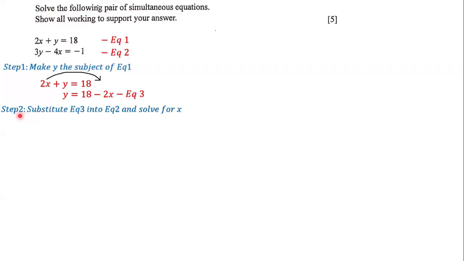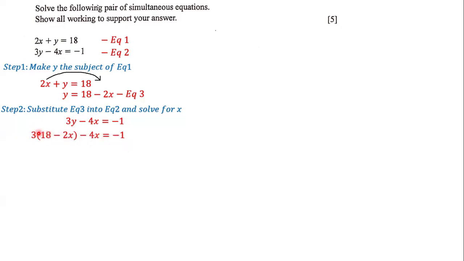Next, we're going to substitute equation 3 into equation 2 and solve for x. So here we have equation 3, all right? And we're going to take this equation and substitute it into equation 2. Notice that we have explicitly what y is, and so we're going to take that and substitute that into this equation 2. And so notice that we have 3y minus 4x equals -1. And remember that y is equal to 18 minus 2x. So we're going to substitute that into this equation right here. And so we have 3 times (18 minus 2x) minus 4x is equal to -1.